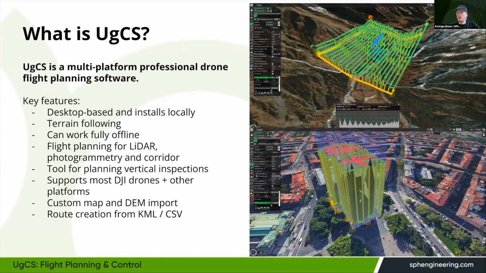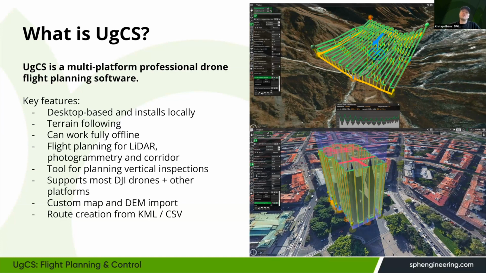So if you know that you will be heading out to fly your drone in some remote areas, you simply have UGCS on your laptop, you have the maps and the elevation cached, and you know that you'll be able to do all the flight planning you need and be able to upload the mission to your drone. Also, UGCS has very good terrain following built in.